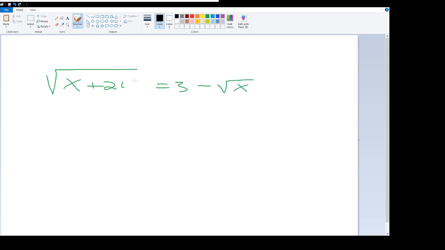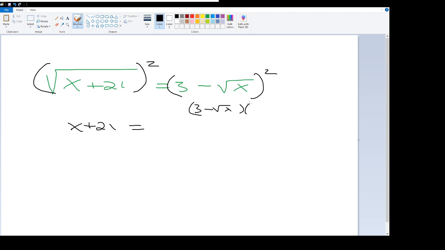All right, so there's nothing I can move around, there's nothing I can combine, so right now we are going to raise everything to the 2nd degree, just because this is a 2 right here. All right, raise everything to the 2nd degree, and so this exponent will undo the square root. So we get x plus 21 is equal to, well, over here we have 3 minus root of x times itself. So that's going to give us 9.